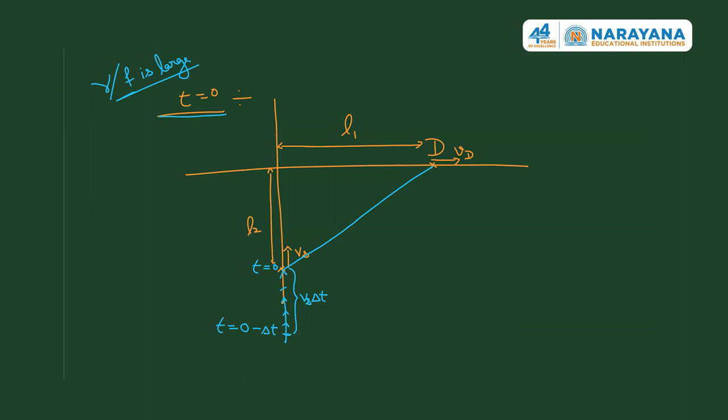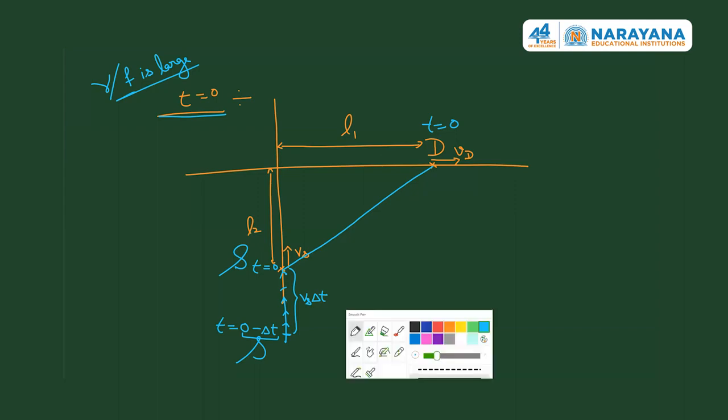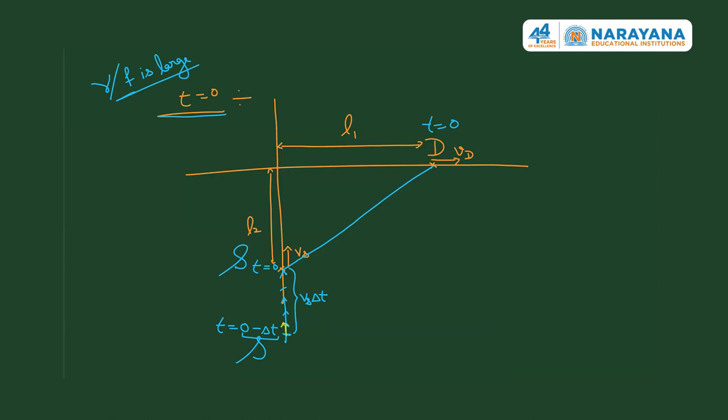So I'll take the position of the source at t equal to 0 minus delta t, and the position of the detector at t equal to 0. And then what we generally do while writing such equations, we will say from this position, obviously we know that when the source was here, the detector was somewhere else. But while solving the problem, we will say from this position, presuming the source would have emitted signals in all directions, and for this location also, it would have emitted something.